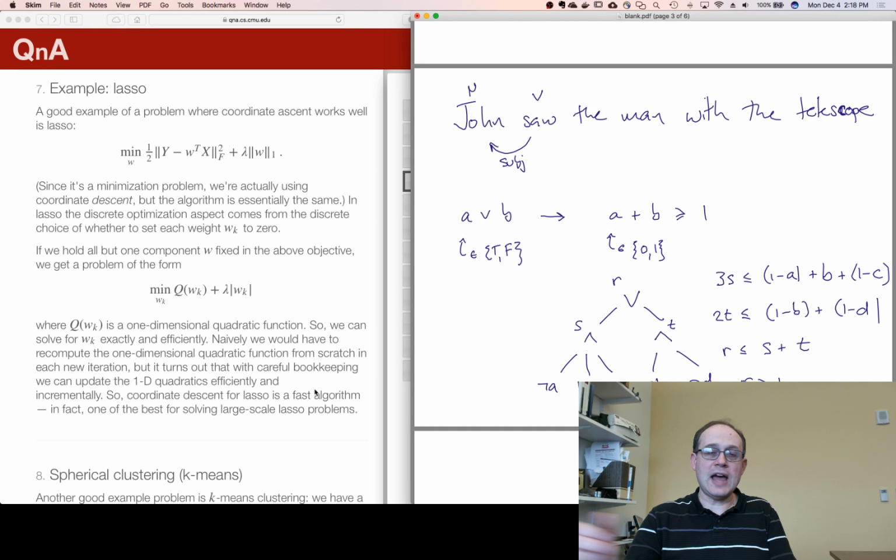Lasso is an interesting problem in the sense that we've written it as a continuous problem, but in fact we are making a discrete decision about whether to set each coordinate of our weight vector to 0. And so hill climbing is actually a pretty decent algorithm for lasso. In fact, specifically coordinate ascent turns out to be a very good algorithm for lasso in large-scale problems.